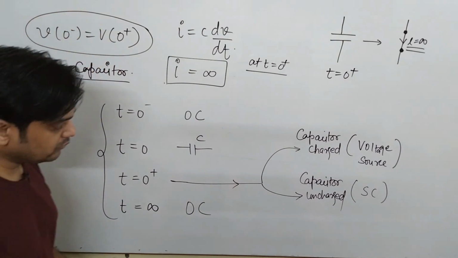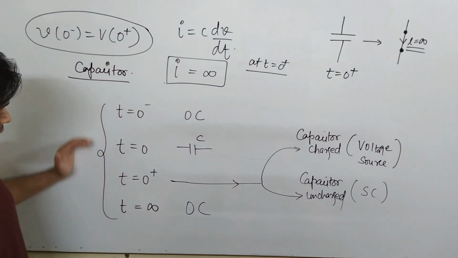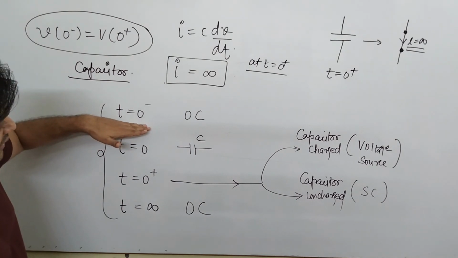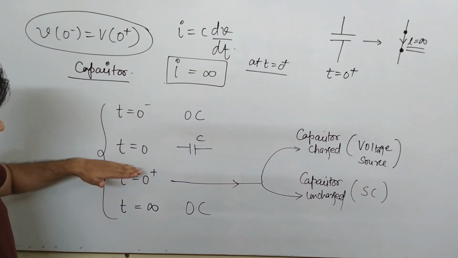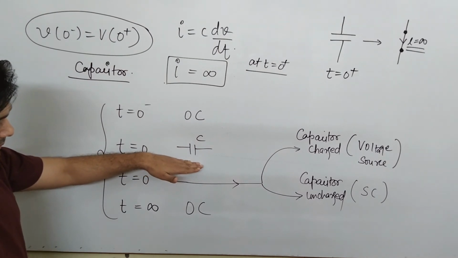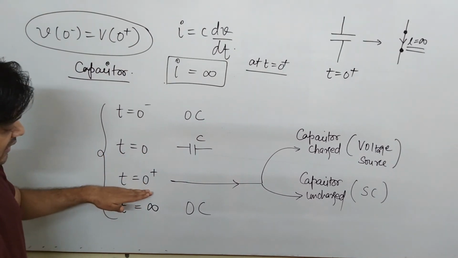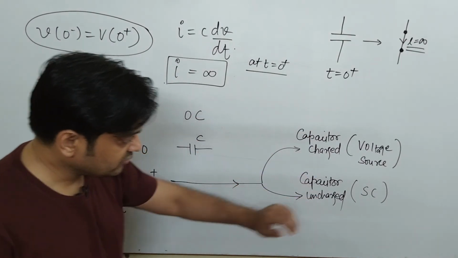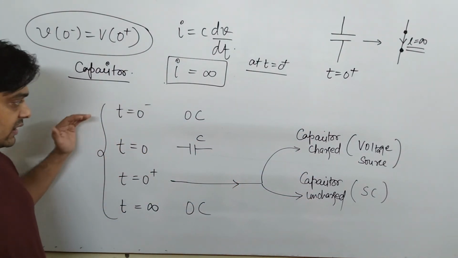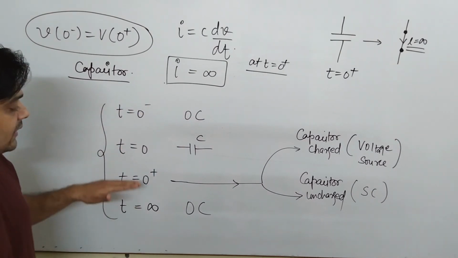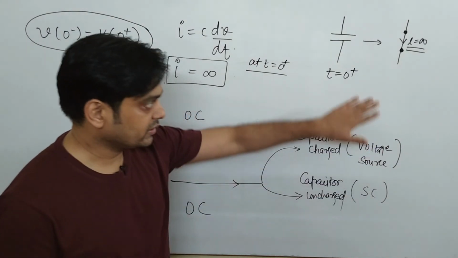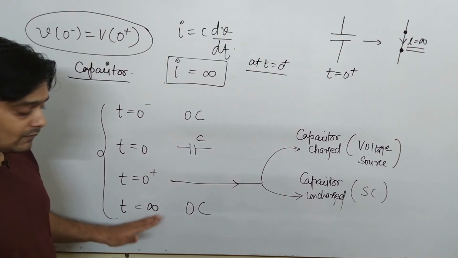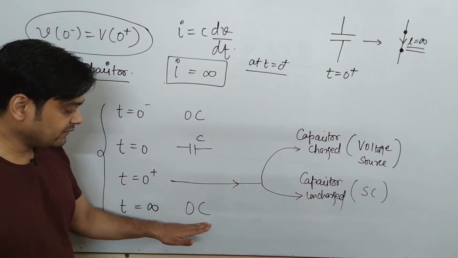But to solve problems, we have to apply this concept. So keep in mind: at t equal to 0 negative, the capacitor behaves like an open circuit. At t equal to 0, it remains a capacitor to find the solution. At t equal to 0 plus, it is divided into two parts, capacitor charged or capacitor uncharged. If charged, it behaves like a voltage source in the circuit, and if uncharged, it behaves like a short circuit. But at t equal to infinity, it again starts behaving like an open circuit.